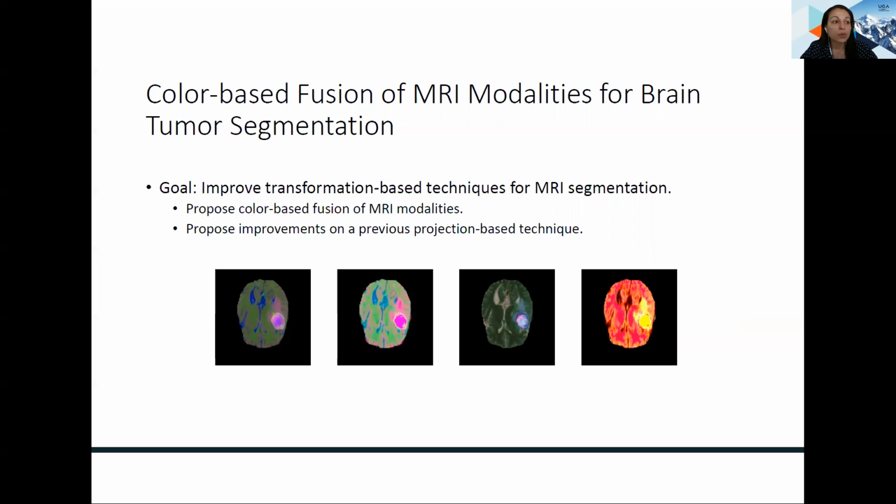To do that, we first investigate the use of different MRI modalities and propose a method to fuse them in the color space. And second, we improve the network structure of a recent projection-based method and demonstrate our model structure choices in an ablation study.